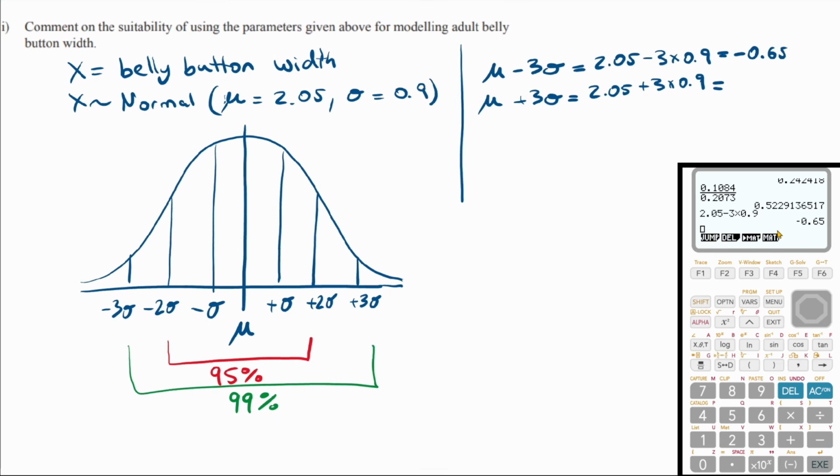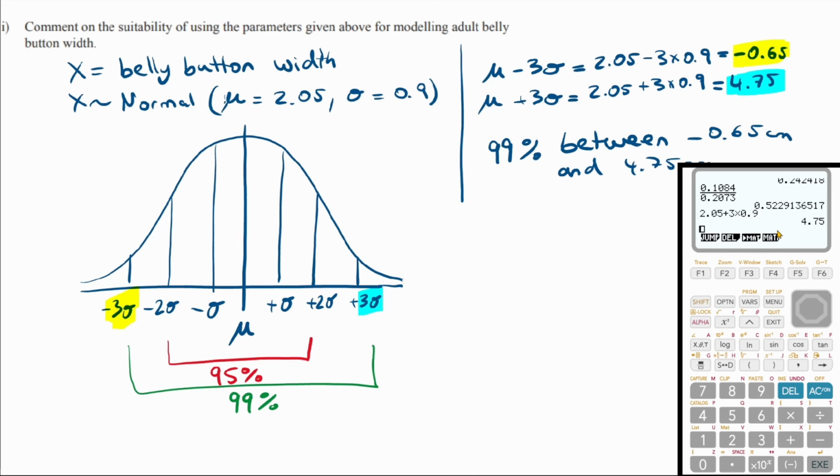And then we do the same calculation. We're just going to go back and change it to a plus. So we have 4.75. So now we know those values. What does that mean? This value here is this, and we have this value here. That means now that we have 99% of our belly buttons are between minus 0.65 diameter and 4.75. And remember, these are centimeters.